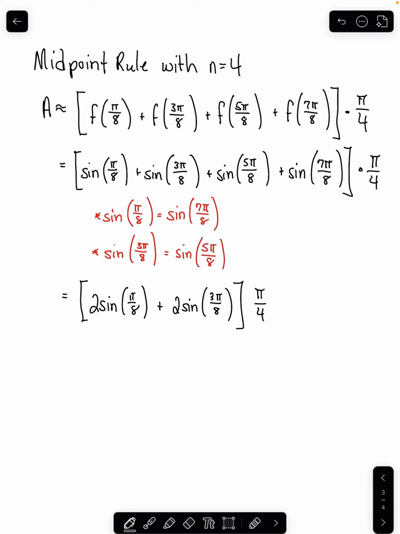We could, if we chose, then factor out the common 2. We could combine or simplify that with the pi over 4. We could take further steps, but the idea here is that eventually, no matter what we do, we're going to have to put this into the calculator and evaluate it. So the extent to which we choose to simplify this is really just a matter of choice.